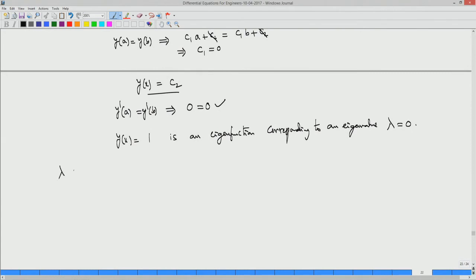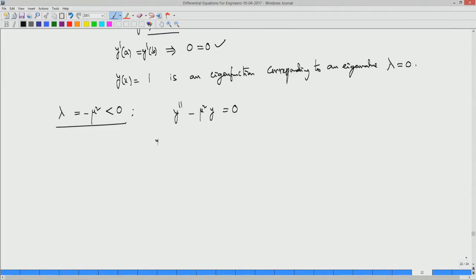Now we have to see what happens to lambda negative, that is minus mu square, which is negative. So this is the case. The differential equation is y double dash minus mu square y equal to 0. Its general solution, if you look for it, k square minus mu square equal to 0, k equal to plus or minus mu. So you have c1 e power mu x plus c2 e power minus mu x.